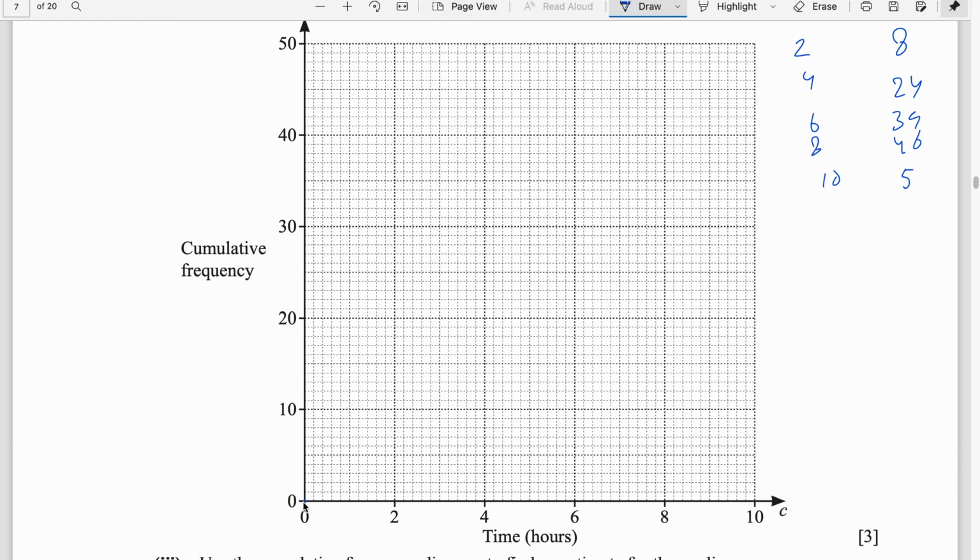So it starts from 0, 0. First is 2 and 8. Second is 4 against 24. Third is 6 against 39. 8 against 46. And 10 against 50. Draw a smooth curve. Do practice this. It should be smooth. It is way easier on paper and with pencil only.